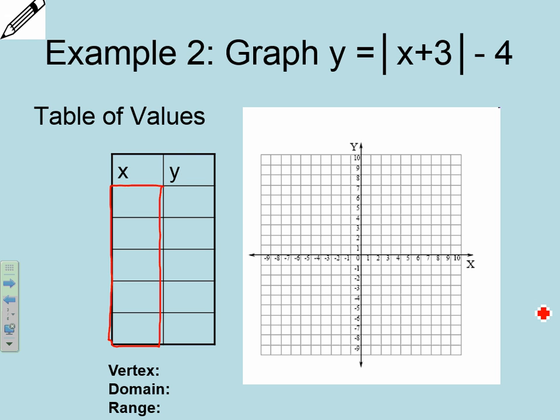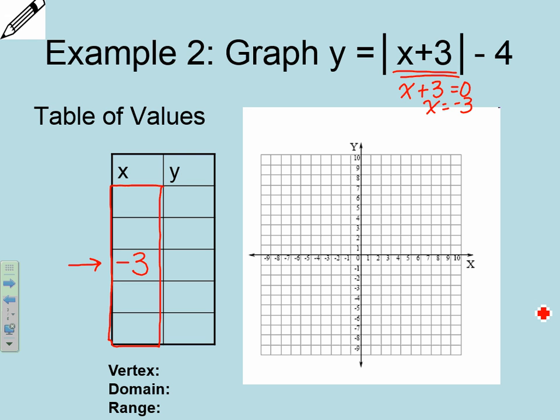Now remember in that last example, our vertex was located at (0, 0). So to figure out what number will be our vertex, what number will start in the middle of our table, think about what x value zeroes out our absolute value, or makes this become 0. When does x plus 3 become 0? When x is negative 3. So we're going to place negative 3 in the middle of the table because that guarantees us that we're going to see the vertex and both sides of the V.